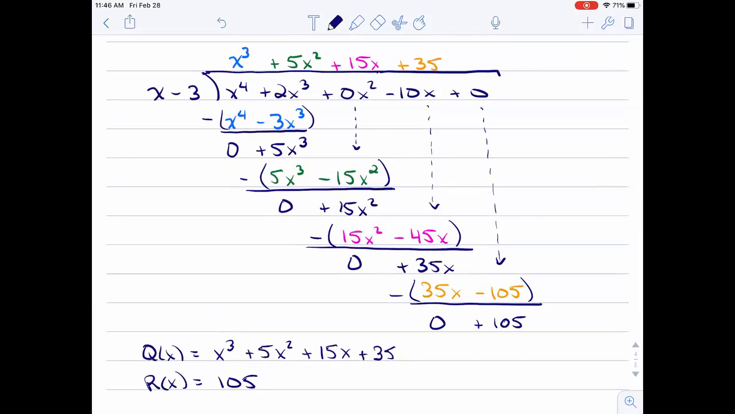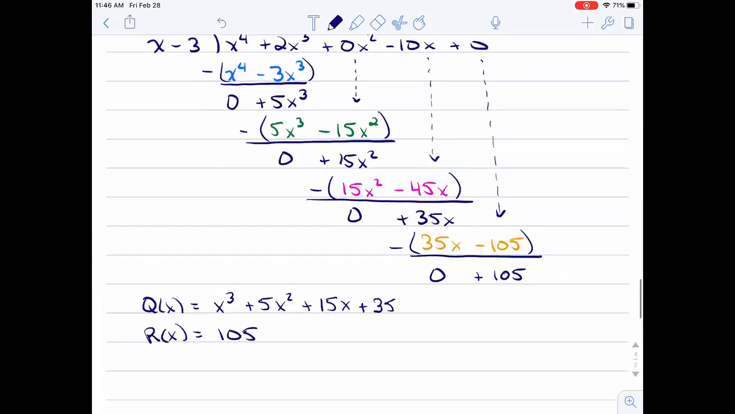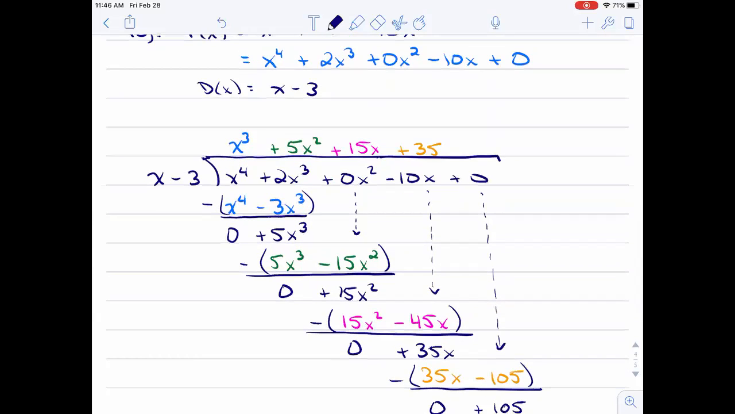Now I'm so curious. Did we get the same thing? I got x to the power of 3 as the quotient. So up top here, x to the power of 3 plus 5x squared plus 15x plus 35, and a remainder of 105. Yes. Nice. That is really, really good.